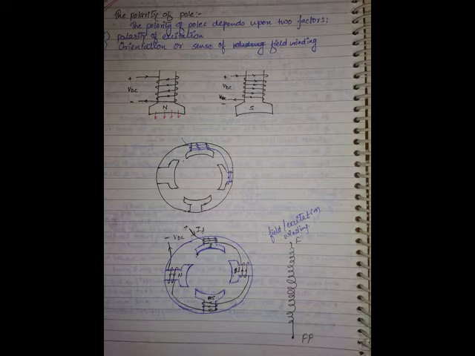Electromechanical energy conversion happens in the rotating part of a DC machine, which is nothing but the armature core.